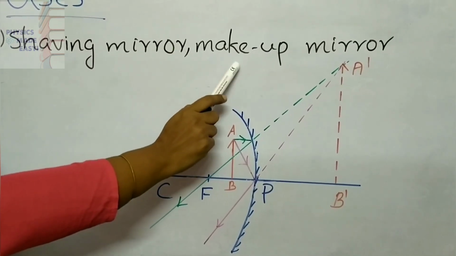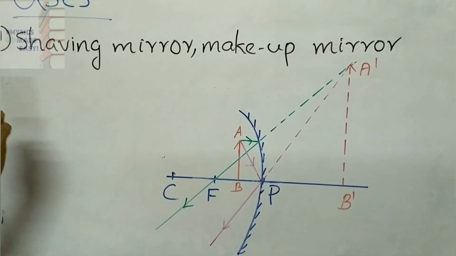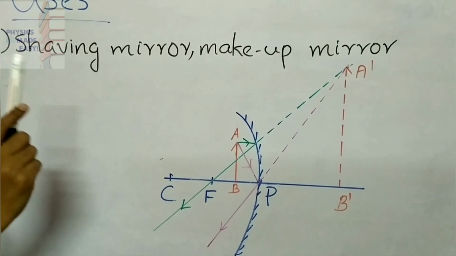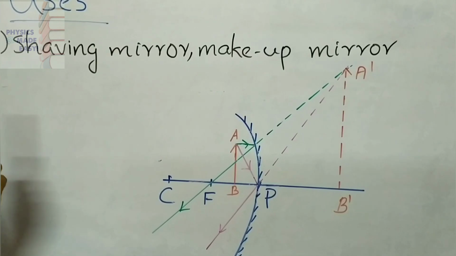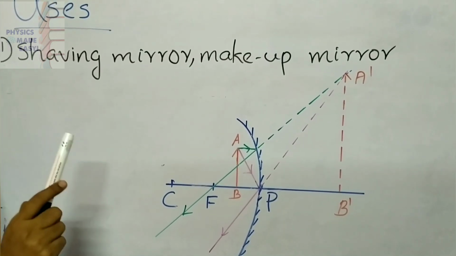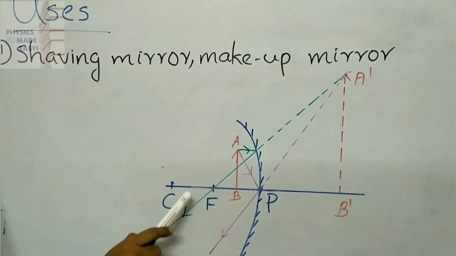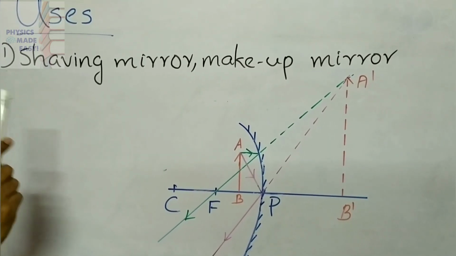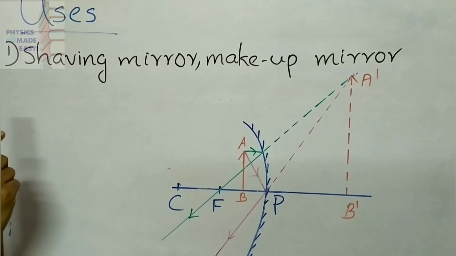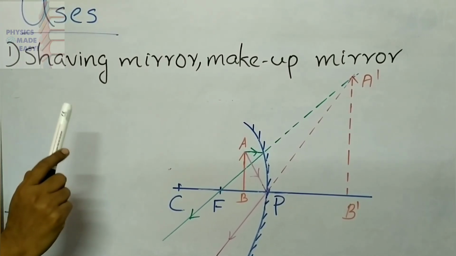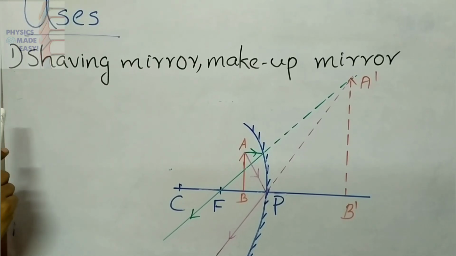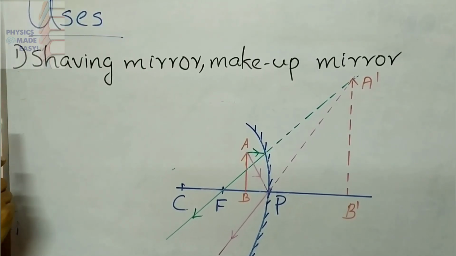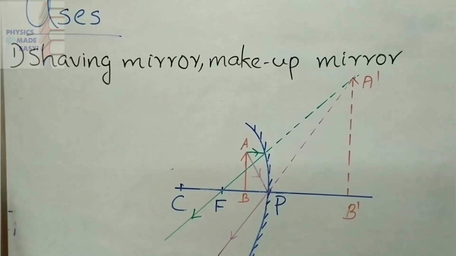Ladies are using makeup mirrors. How can they use this? Why are they using this? If the object is placed between F and P, they can get an enlarged virtual and erect image. If their face is near to the pole of the mirror, they can see the enlarged image of their face. That's why they are using these concave mirrors as shaving mirrors, makeup mirrors, etc. Then dentists are using this for seeing the enlarged image of the teeth of their patients.